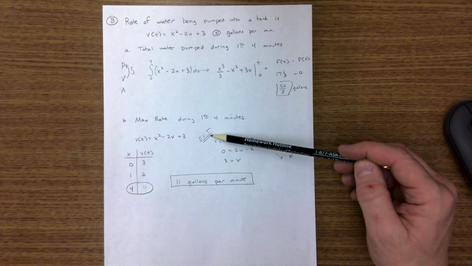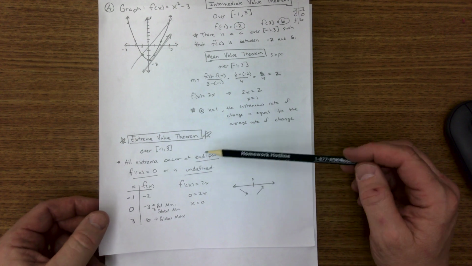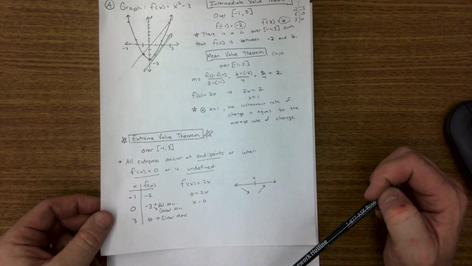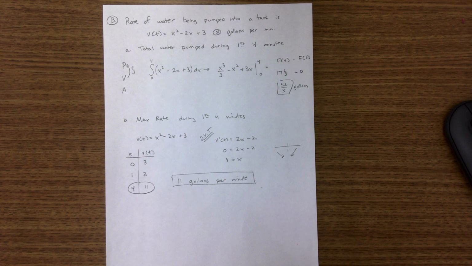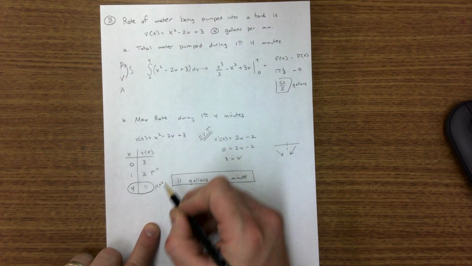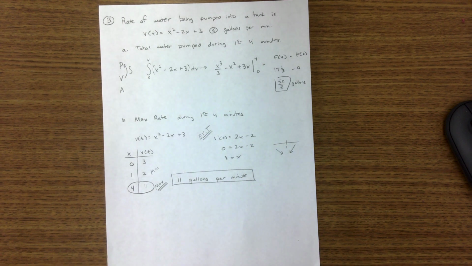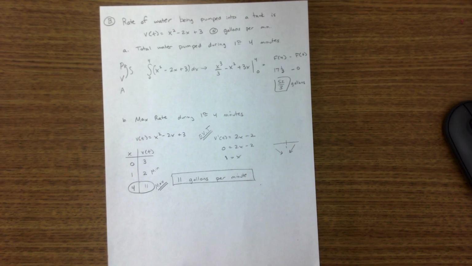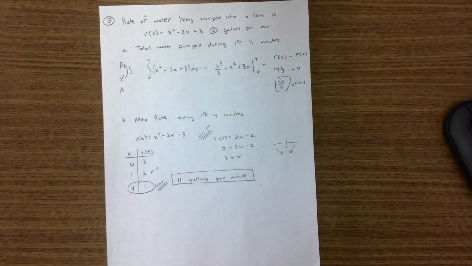Extreme value theorem, very important. The extrema are at the endpoints or where it's undefined. And in this case, we have a max here and a min here. The question asks for the max. And that's in gallons per minute because it's a rate problem here.